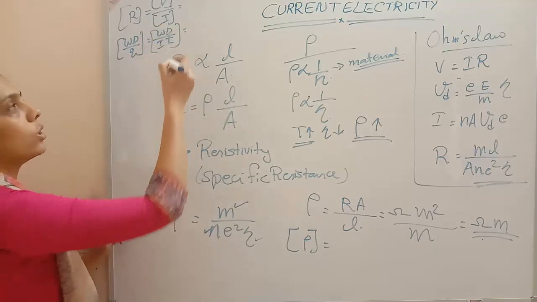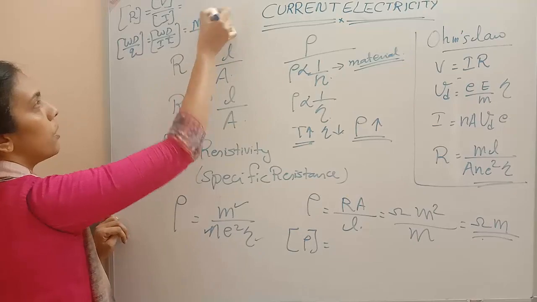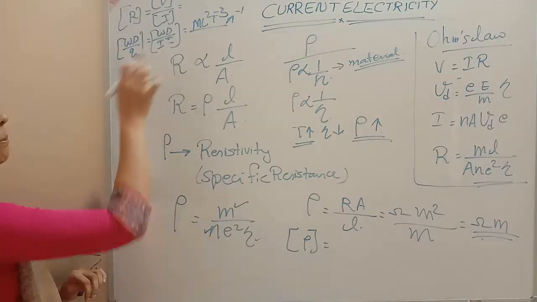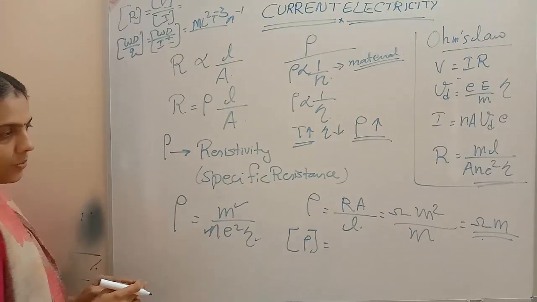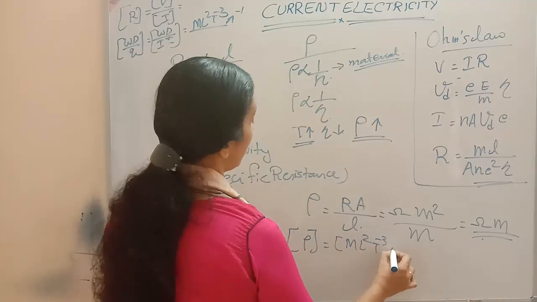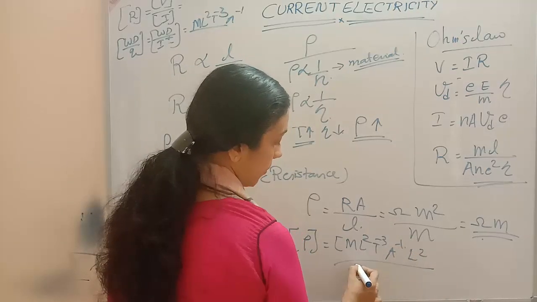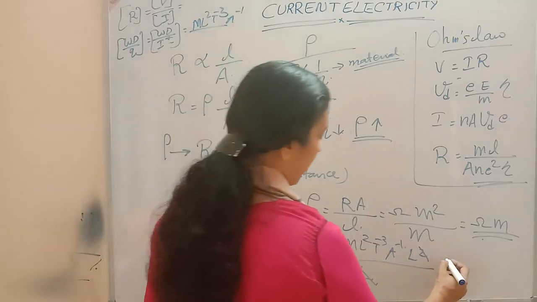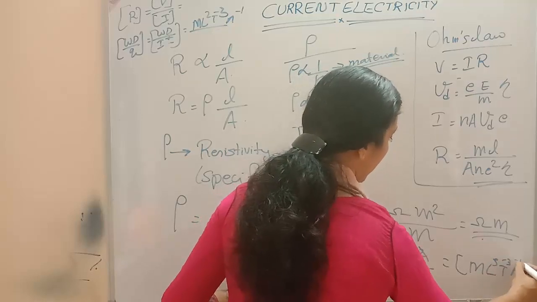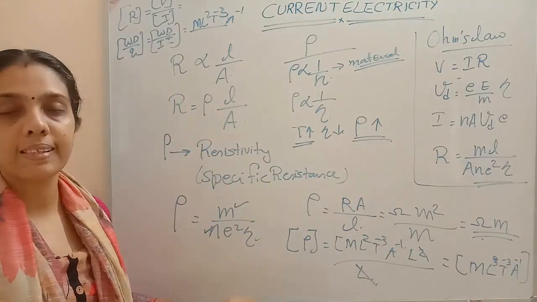Work done is equal to energy, so it will be ML square T to the power minus 2. So it will be ML square T to the power minus 3 A to the power minus 1. Then multiplying by L square divided by L, this will get cancelled. The final answer will be M L cube T to the power minus 3 A to the power minus 1. This is how we find the dimension of resistivity.